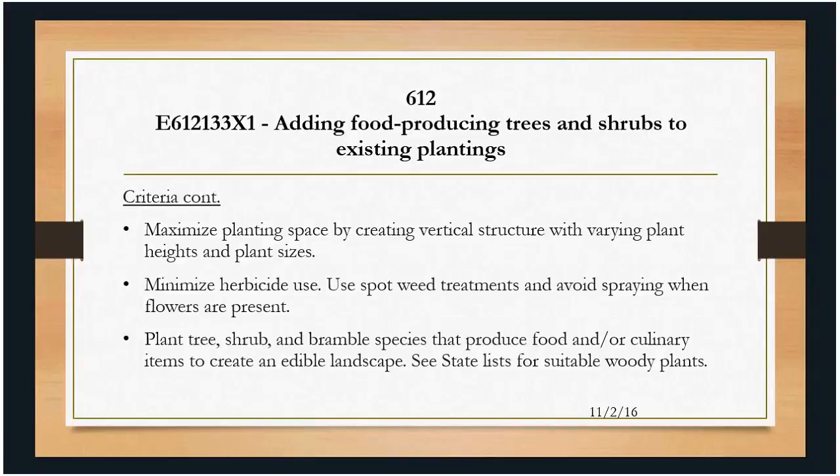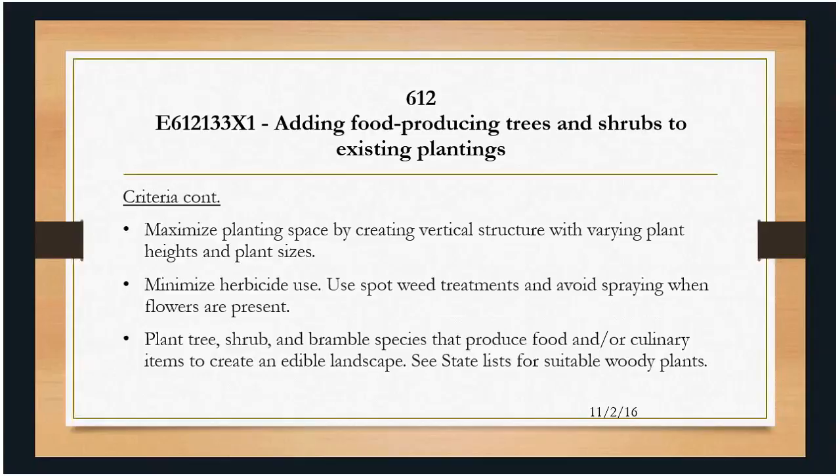Maximize the planting space by creating vertical structure, minimize herbicide use, and there's going to be a state list of suitable woody plants for food producing species that I don't think we have as of yet. So can I just take a poll of those of you that are listening? Is there any interest at all in pursuing this enhancement? Okay, you have to try it. I think that'll be up to our customers.